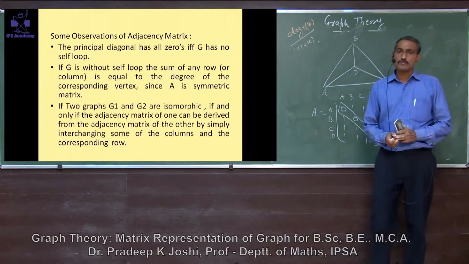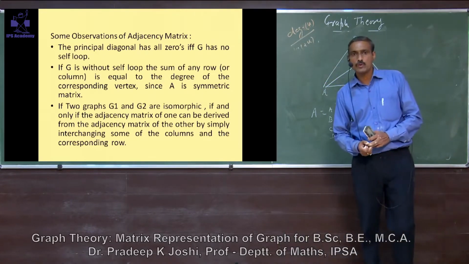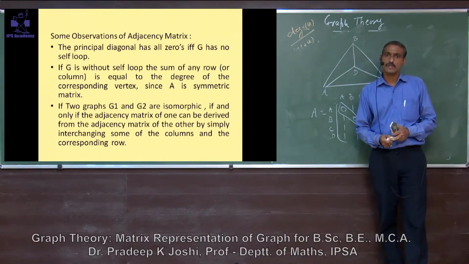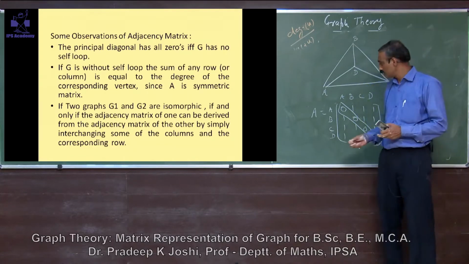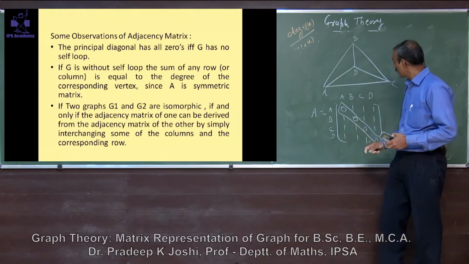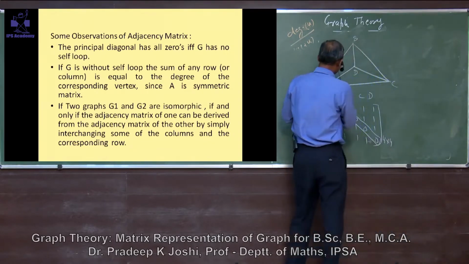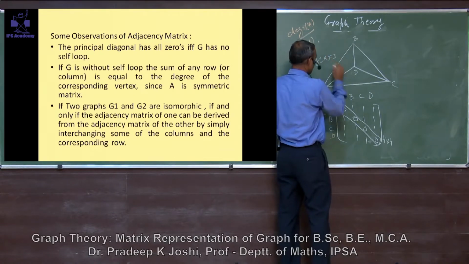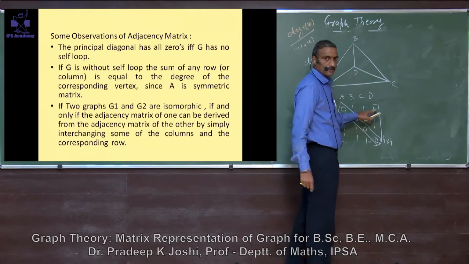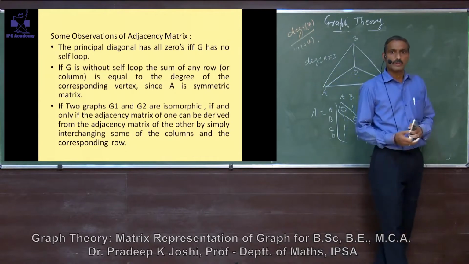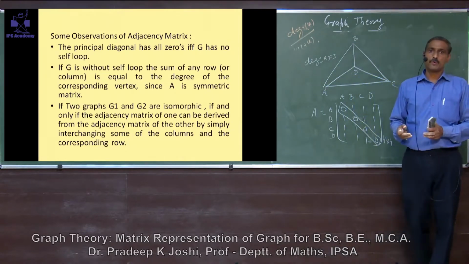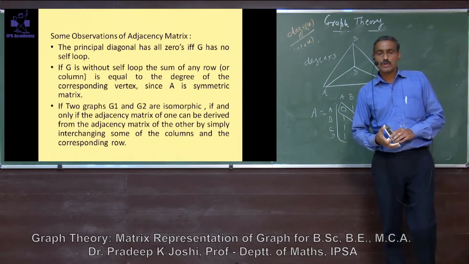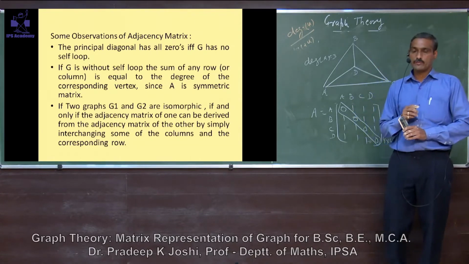If G is without self loop, the sum of any row or any column is equal to the degree of the corresponding vertex, since A is a symmetric matrix. So this is your symmetric matrix. What is the degree of A? The degree of A here is 3, and the sum of the row is also 3. So the sum of the row is equal to the degree of the corresponding vertex. This is a very important observation here.